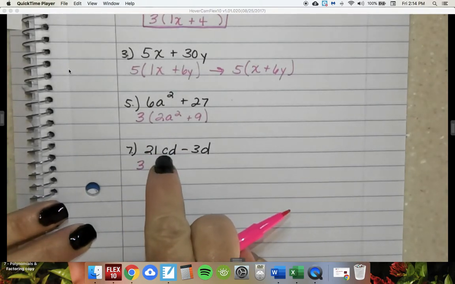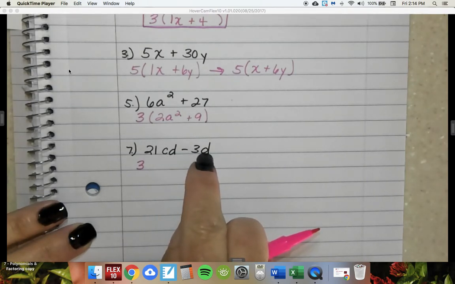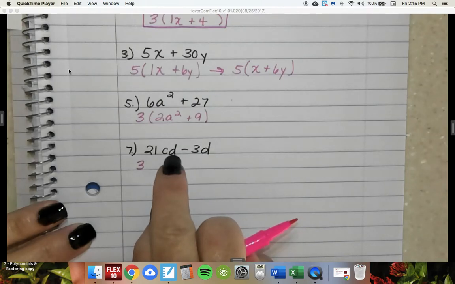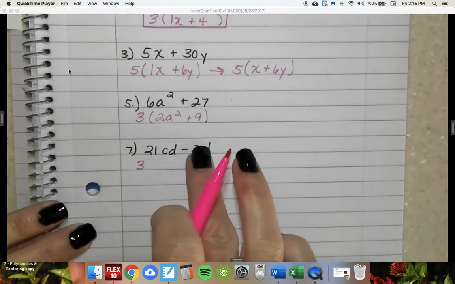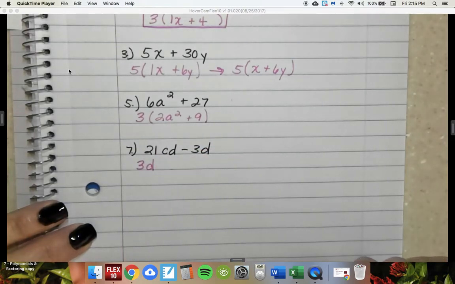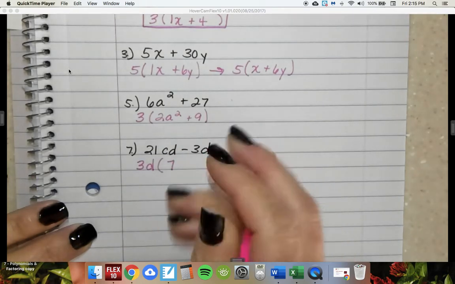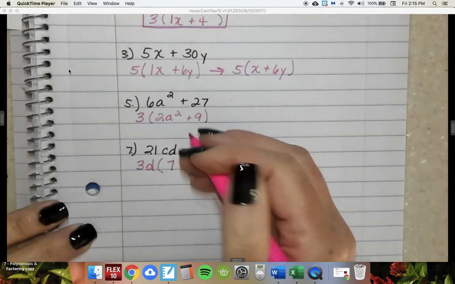He has a C and a D. Uh-oh, they actually have a D that they could both give, right? You can divide a D out of here and a D out of here. So because both pieces have a common variable, you can pull the D out. You can factor it out. What would that leave behind? Well, if you took a 3 out of 21, that would leave behind a 7. You took out the D, so that would just leave behind the C.